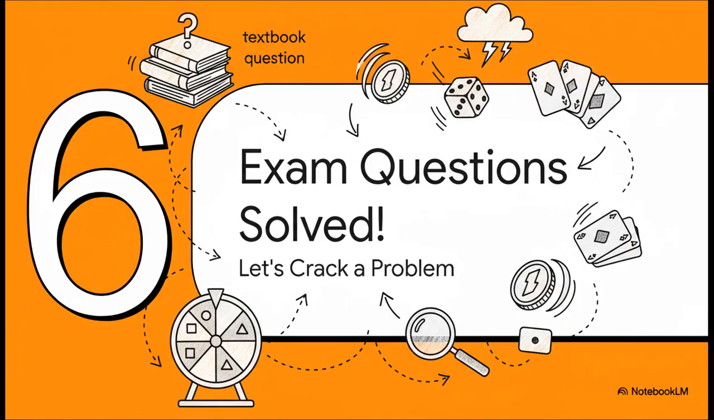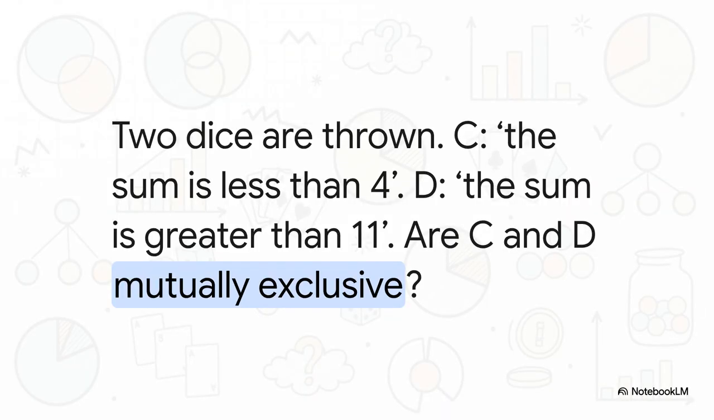I think you are. It's time to put all this knowledge to the test. We're going to solve an actual question, just like one you might see in your exam. And you're going to see just how easy this can be when you know the rules. Okay, here's our problem. We're throwing 2 dice. Now listen carefully to the events. Event C is the sum of the numbers is less than 4. Event D is the sum is greater than 11. And the big question is, are C and D mutually exclusive?